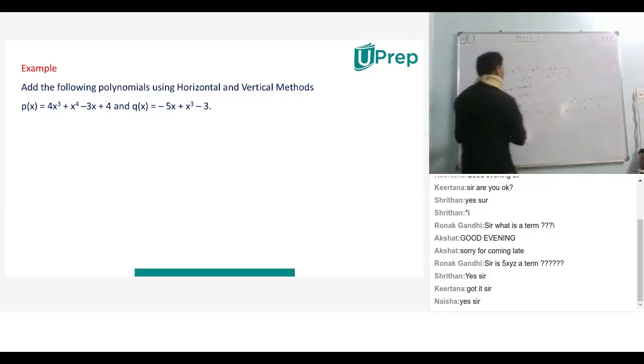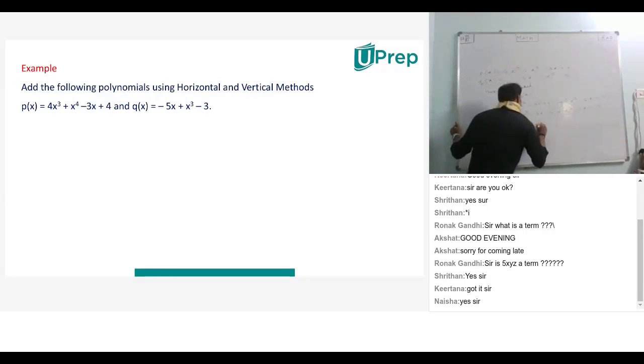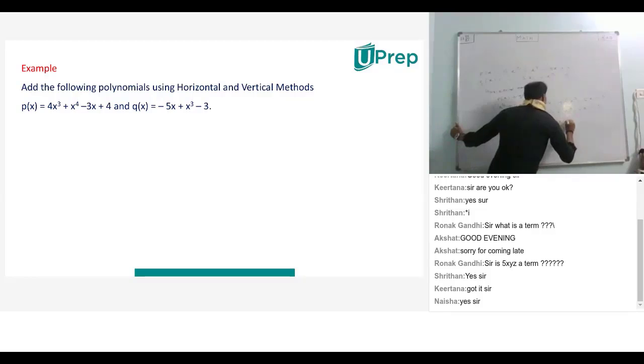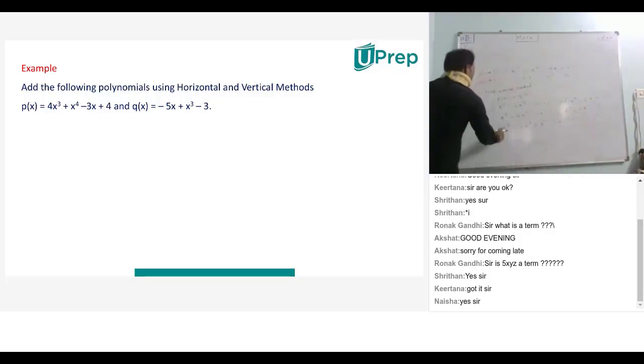So x power 4 is only one. So x power 4. 4x cubed is there, x cubed is there. So let us group it: plus 4x cubed plus x cubed. Next, minus 3x minus 5x. Next, plus 4 minus 3. Now x power 4 will be x power 4 only.